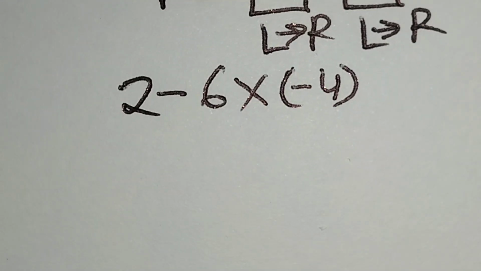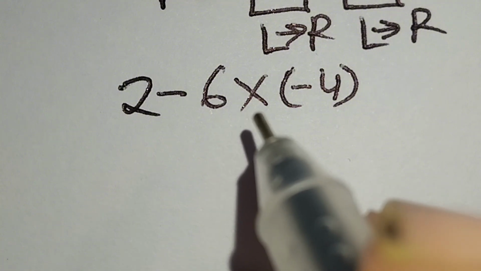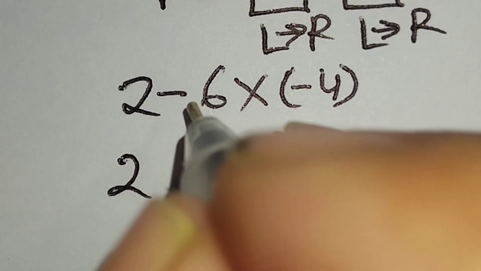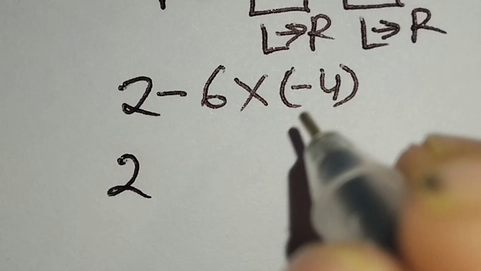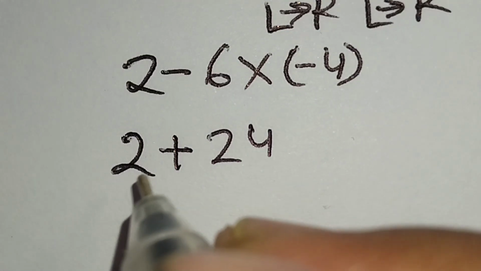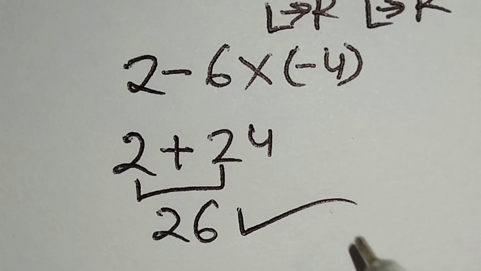According to the order of operations, now I have to work with this multiplication, because multiplication has higher priority than subtraction. Therefore, this minus 6 times minus 4 gives us plus 24. 2 plus 24 gives us 26, and this is the correct answer.